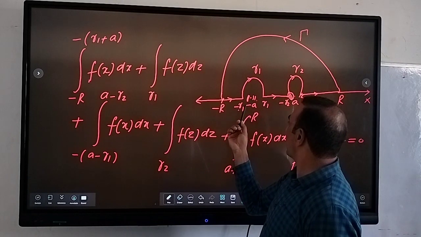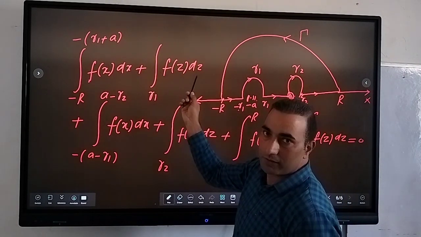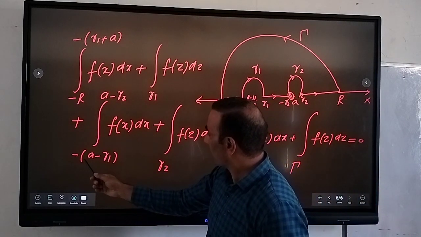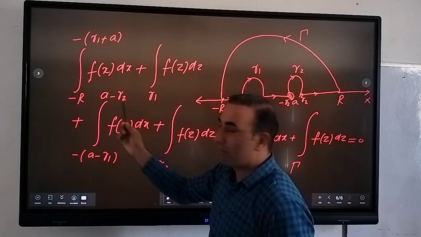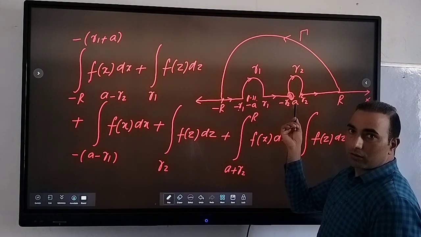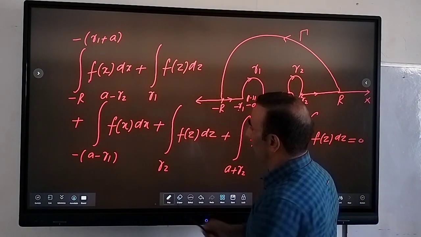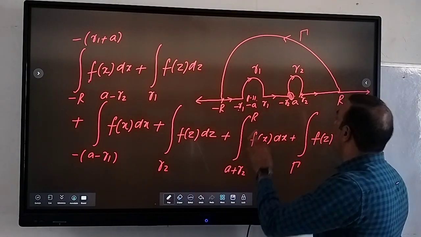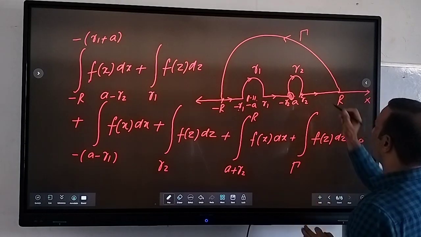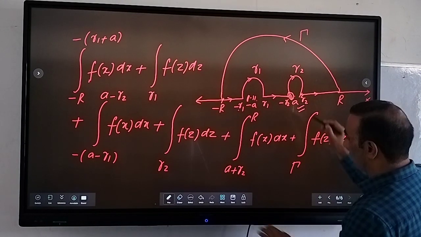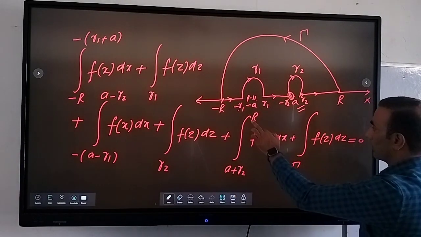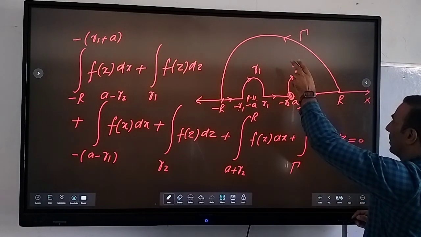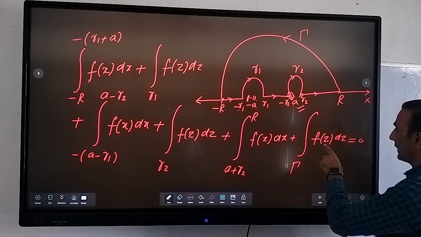Our second integral will be over this r1, that is this one, f of z dz. And another integral will be from minus a plus r1, that's minus a, or you can take minus into a minus r1 to a minus r2, because it will come up to this point. That will be this one, f of x dx, and then over a semicircle, that is r2, f of z dz. And the last one will be from this point, a plus r2 to plus r, f of x dx. And another is over the semicircle that comes from this, f of z dz.